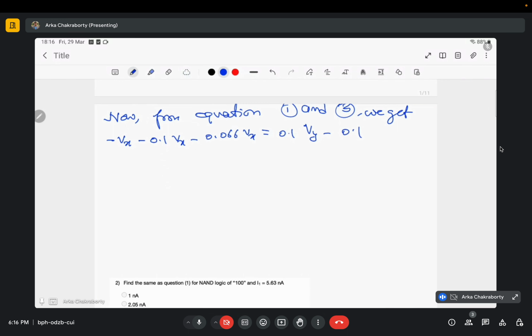Okay, so if I simplify it, I'll be left with 1.166 Vx plus 0.1 Vy equals 0.1. Let me call it equation number 5.